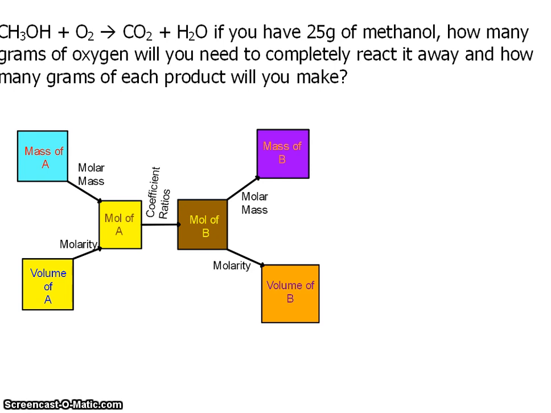So we have a reaction here that is the reaction of methanol with oxygen to make carbon dioxide and water. And it says if you have 25 grams of methanol, that's the CH3OH, how many grams of oxygen will you need to completely react away? And how many grams of each product will you make? Okay, so whenever you're doing a stoichiometry problem, the very first thing you need to do is ask yourself, do I have a balanced reaction? So I'm just going to write that reaction out again here.